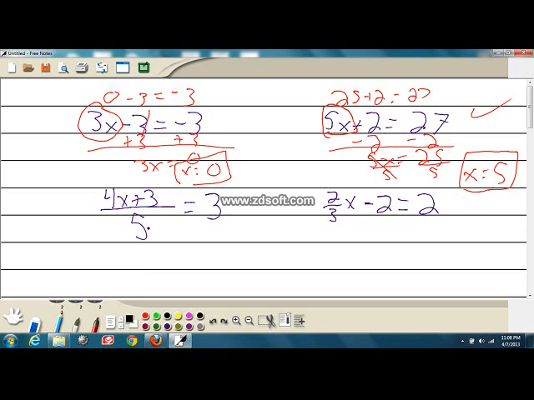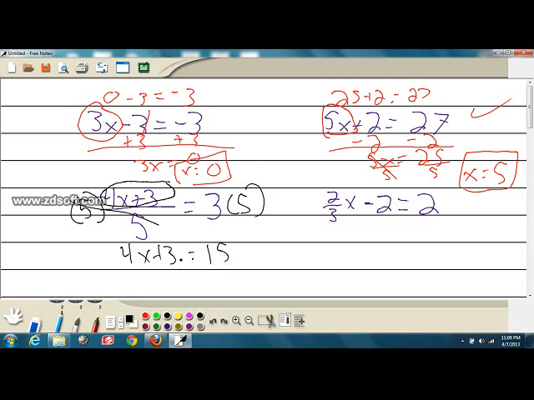Next one. 4x plus 3, divided by 5. Again, we always do the numerator first. The last thing we did was divide by 5. Since this is the last thing we did, it's the first thing we have to take off. The opposite of division is multiplication. So you multiply both sides by 5, and you're left with 4x plus 3 is equal to 15.